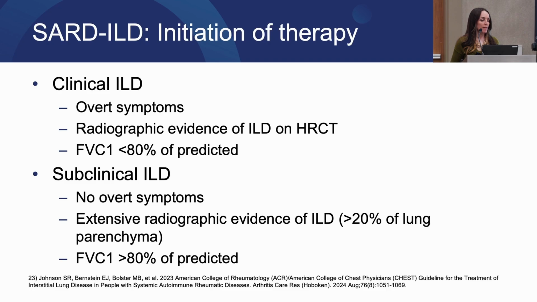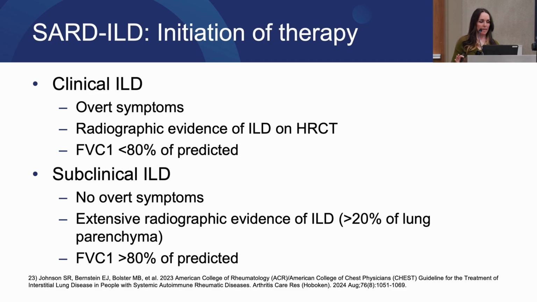So these patients have a diagnosis of clinical ILD if there's overt symptoms, we can see it on their high-res imaging, or their lung function is declining, is less than 80. 80 is considered normal. Or they have subclinical evidence of ILD because they have no overt symptoms, but they do have some radiographic imaging that's making us concerned for ILD, and their lung function is still preserved. But we're like, you feel like you're an interstitial lung disease patient based on your lung imaging, because sometimes they are not symptomatic until disease has progressed.